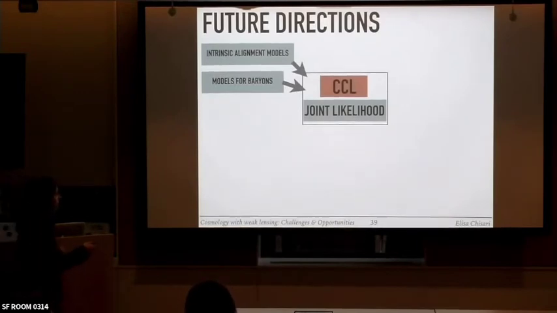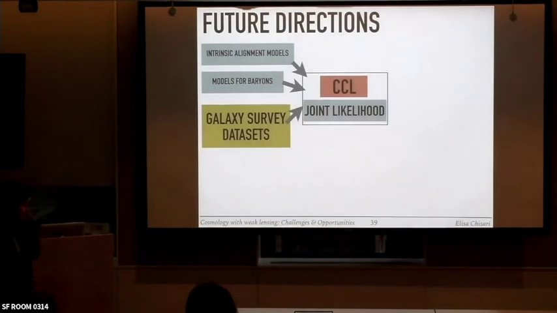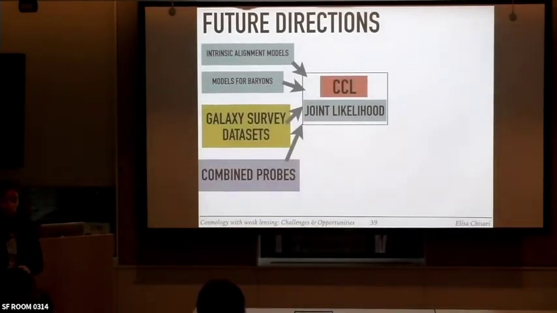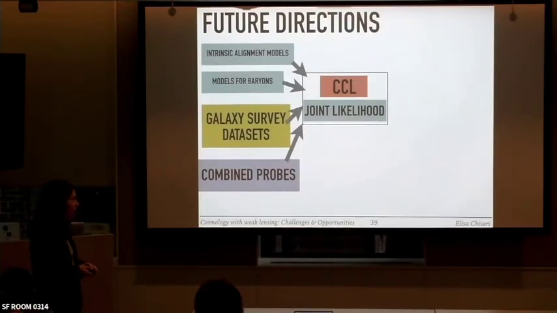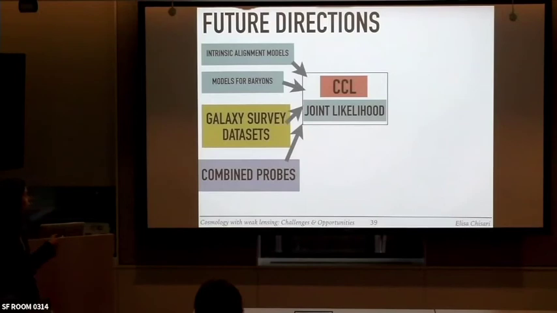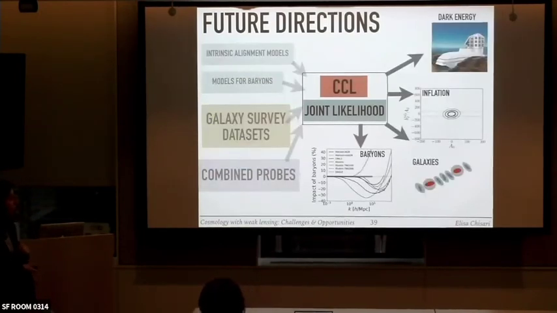All of these improvements in the models need to be passed on to our pipelines for the upcoming experiments like LSST. We get our data sets that will be modeled by those pipelines, including the combination of probes and perhaps new probes that relate to galaxy evolution that can allow us to constrain the astrophysical components of our models. And from that, we will learn about dark energy, but not only, because we'll also learn about inflation, the alignments of galaxies and their evolution, and the role of baryons in the universe.